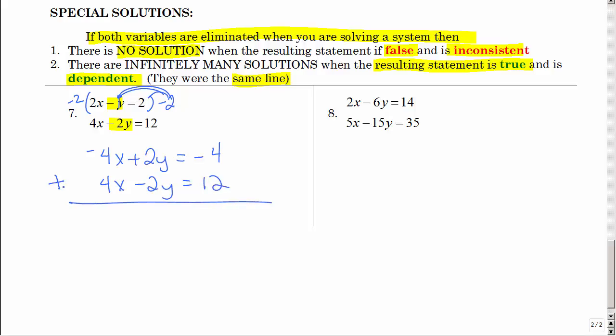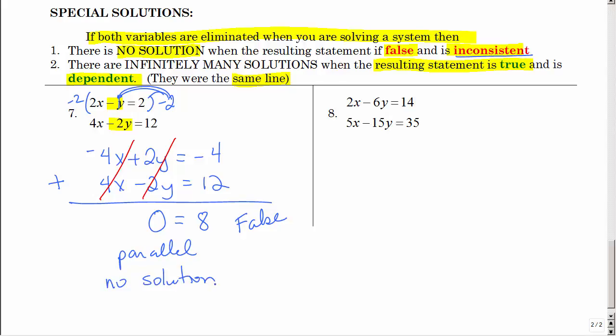And then I'm just going to copy down the second equation. And when I add these together, not only did the y's get eliminated, but so did the x's. So I have 0, right? I add that together, I get 0 equals 8. That's a false statement. That means they were parallel lines. That means no solution. So I'm really looking for no solution. Again, you can use the symbol or you could write inconsistent.